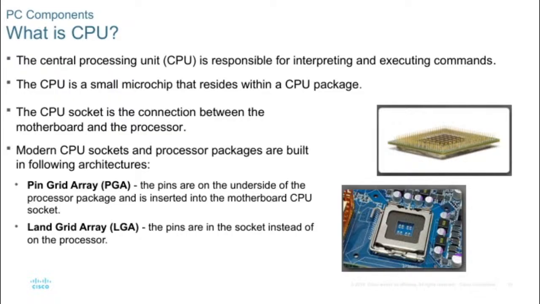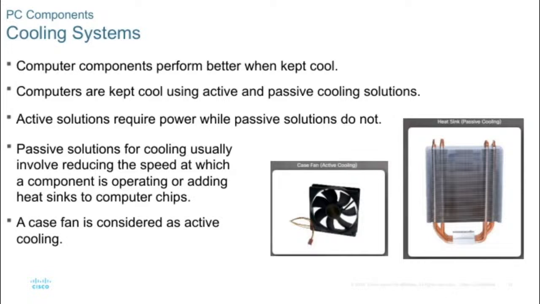brain of the computer. When it comes to keeping our computer components cool, there are two main approaches: passive and active cooling. Passive cooling relies on methods that don't need power, like slowing down a component or adding heat sinks to draw heat away. Active cooling, on the other hand, uses powered devices, like case fans, to move air and lower temperatures. Both methods are essential because cooler components perform better and last longer. So, understanding these cooling systems helps us keep our PCs running smoothly.